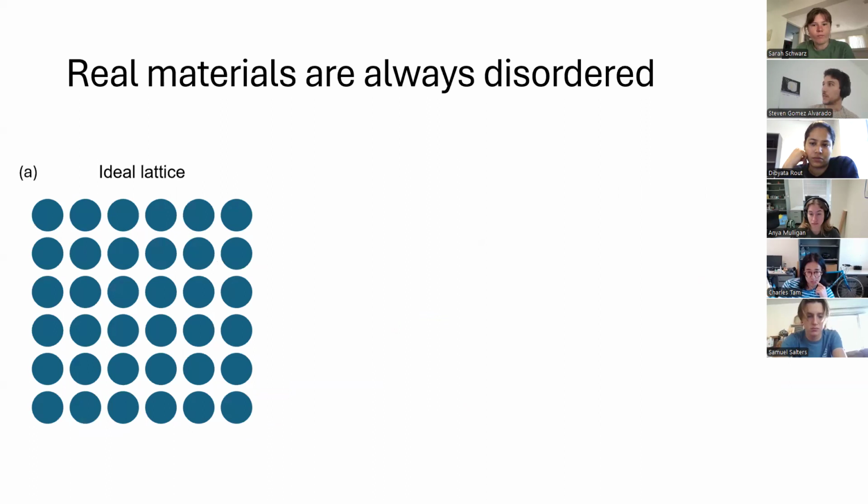To start off our discussion about disorder and diffuse scattering, we want to think about how disorder manifests in real materials. So when we're thinking about an ideal material, we think about the unit cell and this lattice.